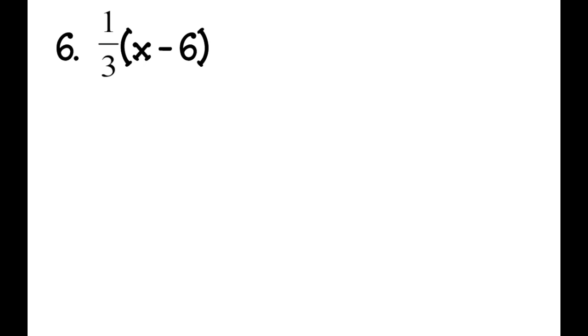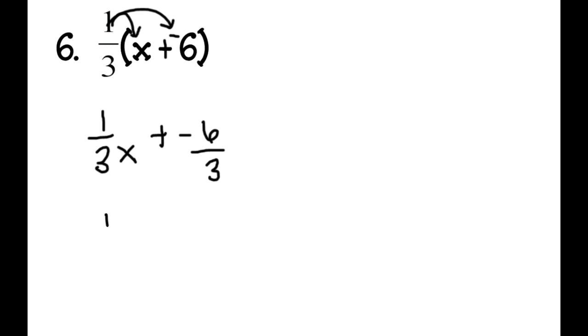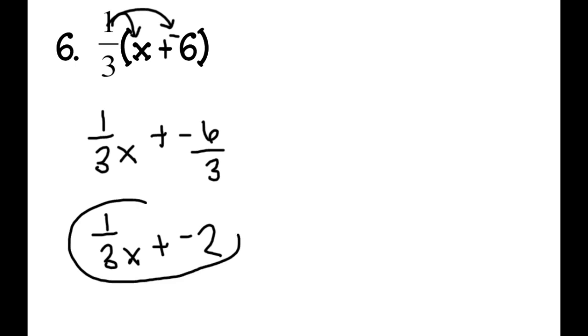Okay, number 6, I have 1/3 times the quantity of x minus 6. Whenever it's subtraction, I don't think I clarified this earlier, I always add the opposite, just so that I can see that that's a -6 I'm dealing with. It makes it much more clear to work with. So I have 1/3 times x, which gives me 1/3 x, plus 1/3 times -6, which is -6/3. Or you could do that in your head, and that is 1/3 x plus -6 divided by 3 is -2. These cannot be added together, so I just circle it, and that's my answer.